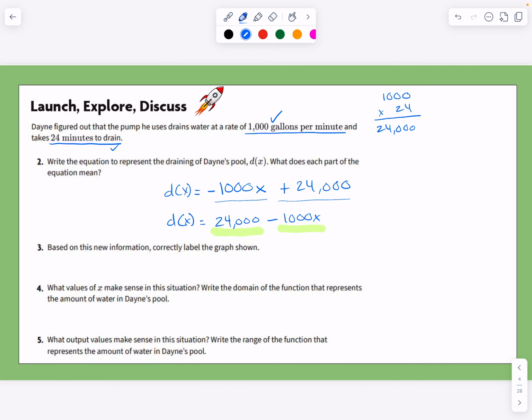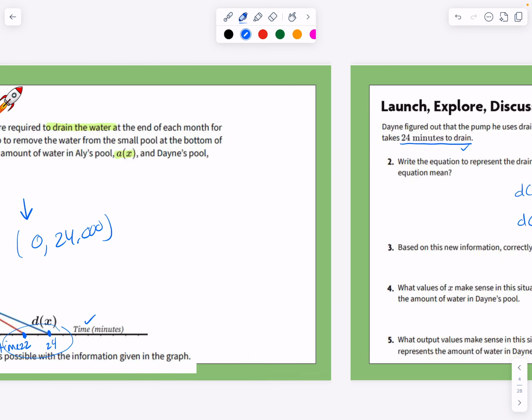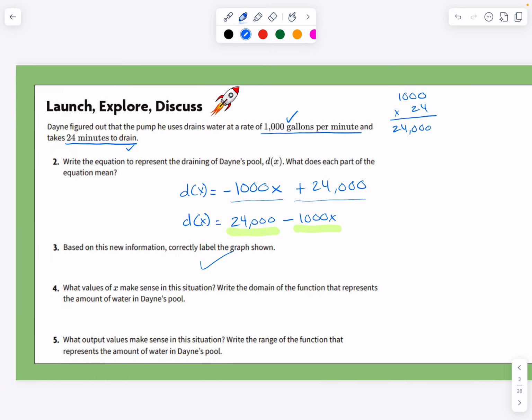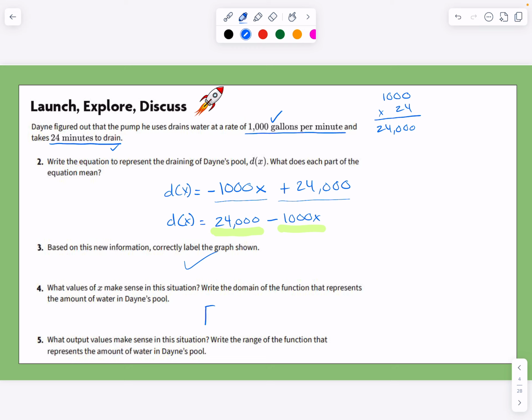Now, check. What value of x makes sense in this situation? Write the domain of the function that represents the amount of water in Dayne's pool. So for Dayne's pool, in terms of the value for x, our domain is going to start from here and go all the way to here. So 0 to 24 makes sense for the domain for his pool.